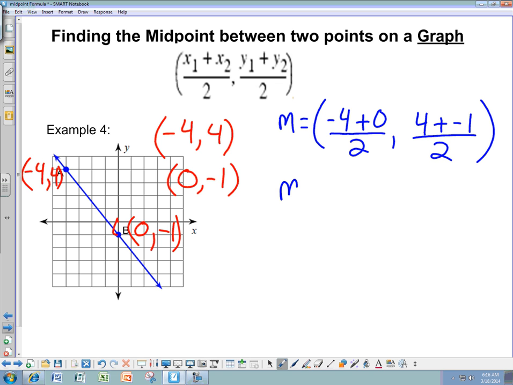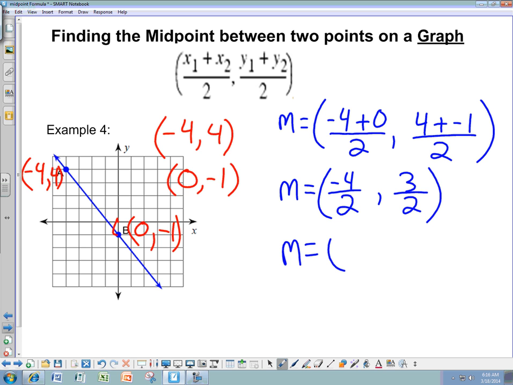And you can really just put these in your calculator. It ends up being -4 over 2 and +3 over 2. And our final answer is going to be -2 for the x value and 1.5 for the y value.